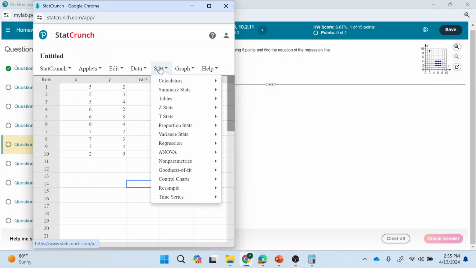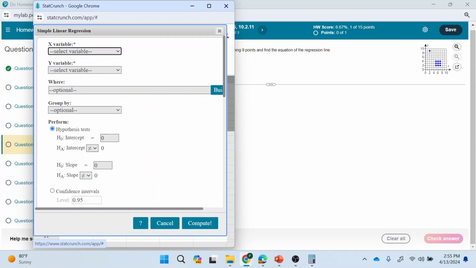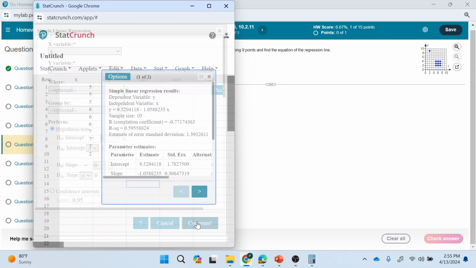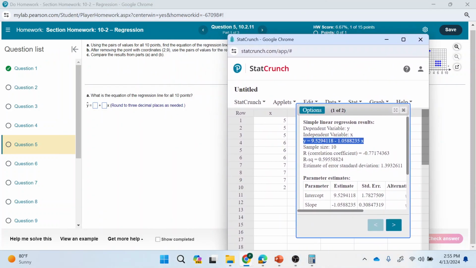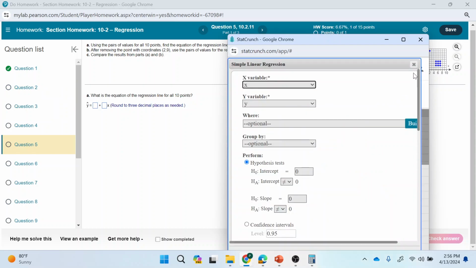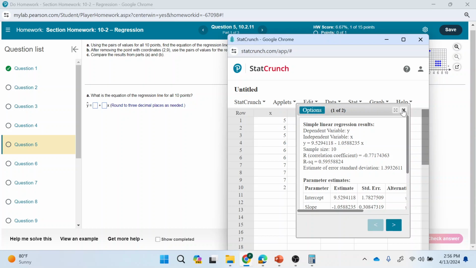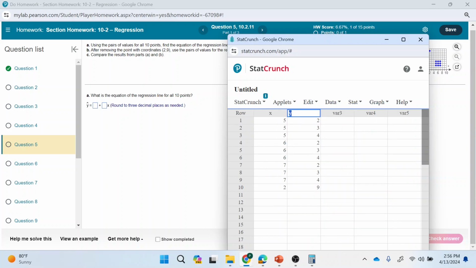You go to Stat, then Regression, choose Simple Linear, choose your x value and then the y variable, and if you hit Compute, the top line here is the regression line. Don't be confused, StatCrunch gives you y, not y cap. If you want to change it to y cap, you just have to go back to the notation and you can change it to anything.